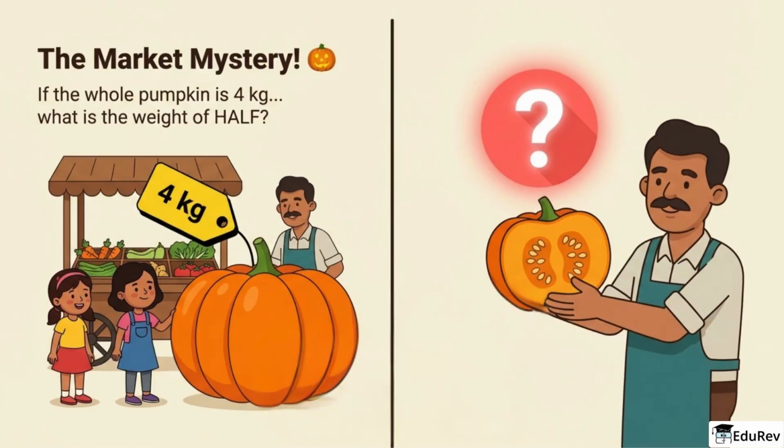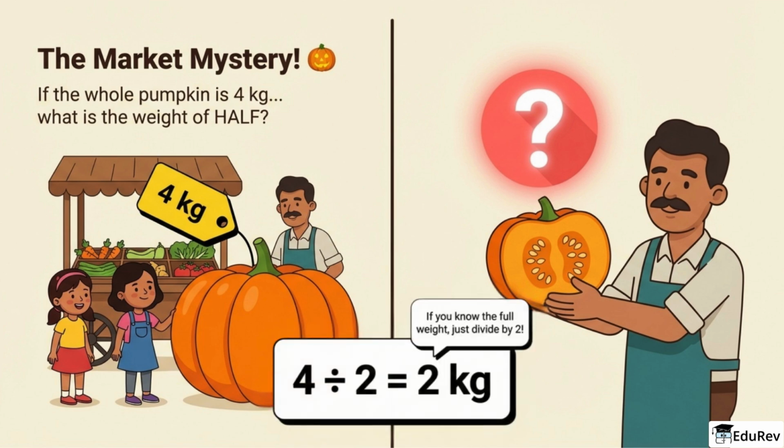Now imagine you are at a vegetable market. A pumpkin weighs 4 kilograms. The question is, what will half of it weigh? Half means dividing by 2. So 4 divided by 2 gives 2 kilograms. This is a basic but important idea. Whenever you see half, you divide the total into 2 equal parts.